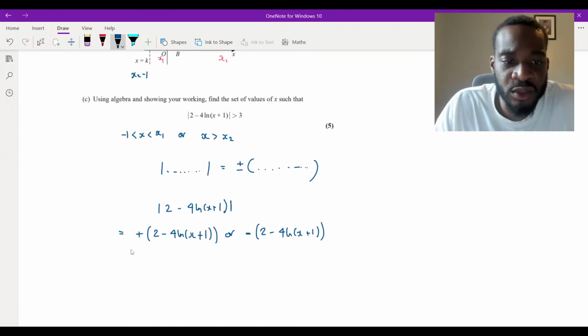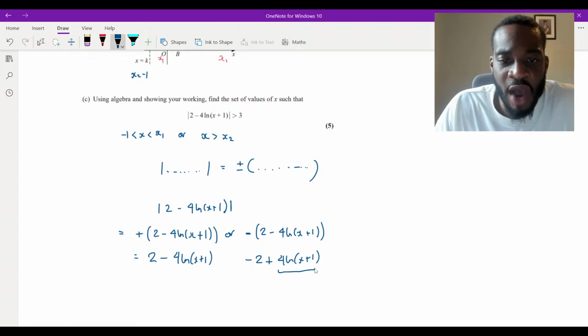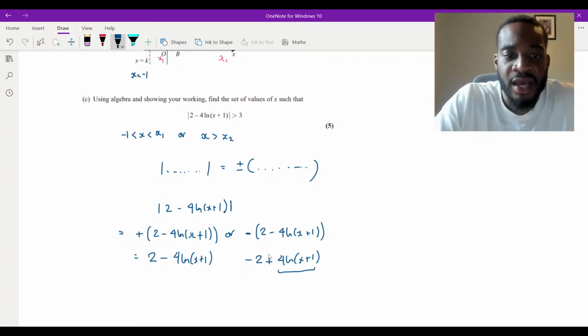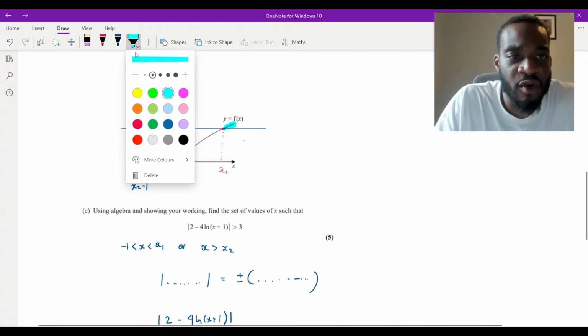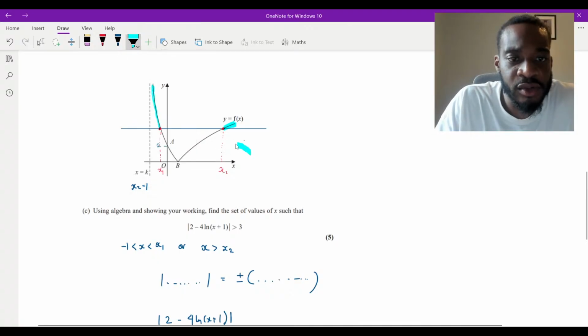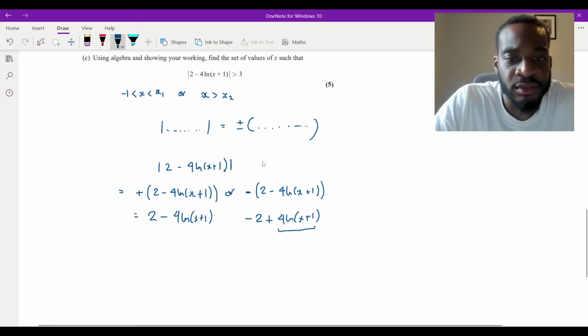If I expand this one, that's just going to be 2 minus 4 ln of x plus 1. And this one, if I expand that, it's going to be minus 2 plus 4 ln of x plus 1. The reason I'm doing that is that now I know this ln term is positive, so it's going to represent this part of the graph. This graph here is the positive version of the ln, which is that one.